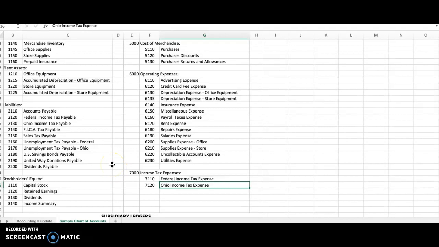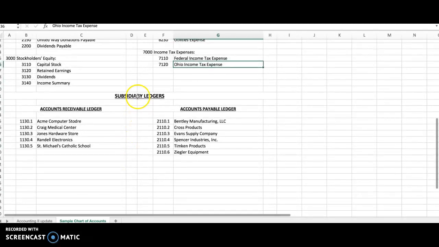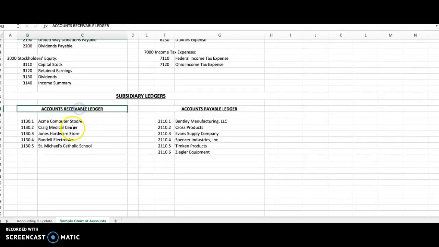So the chart of accounts has some new accounts that we will deal with in the course of looking at the accounting cycle for a larger business. And then these are the subsidiary ledgers. These are the new ones that we have in addition to the general ledger. The accounts receivable ledger has an account for every one of our customers. These are customers of our business. They owe us money, so we have to keep track of what they owe to us.